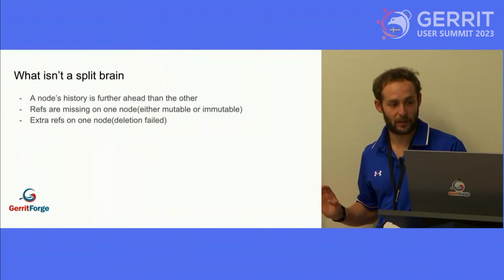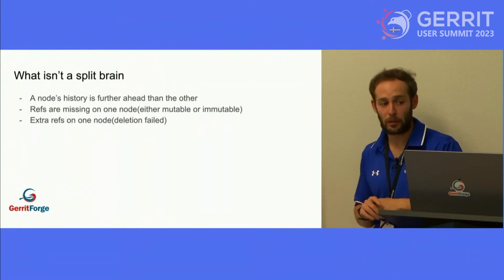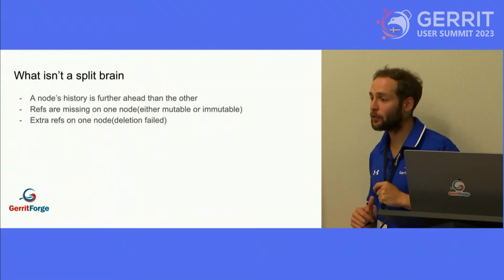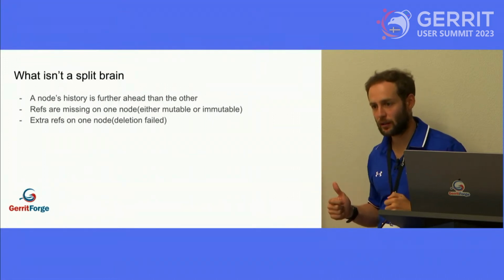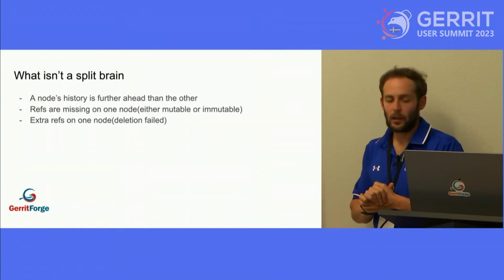What isn't a split brain? There's a bunch of other things that can go wrong that's not a split brain. If a node's history is further ahead than another node, that's not a split brain. You can just pull that and you're back in sync.